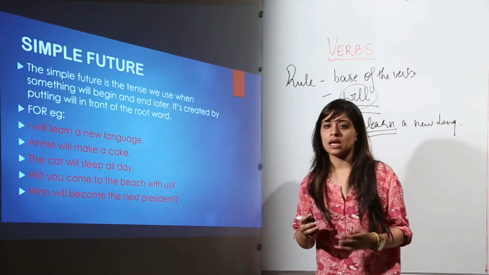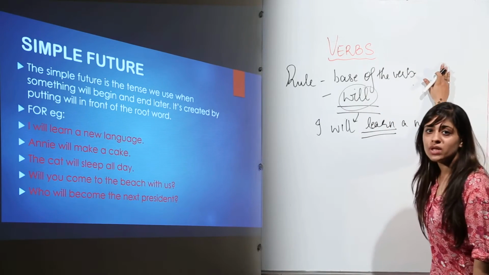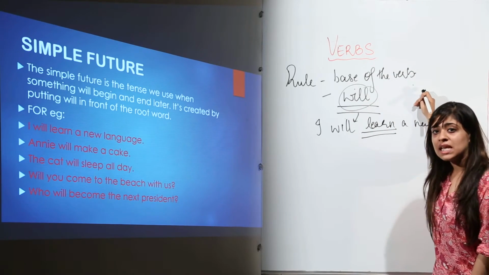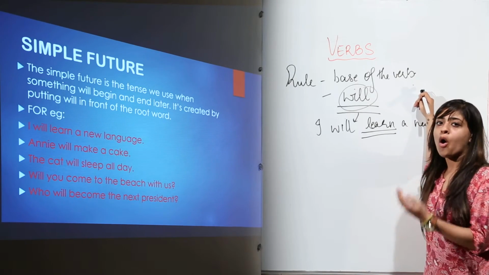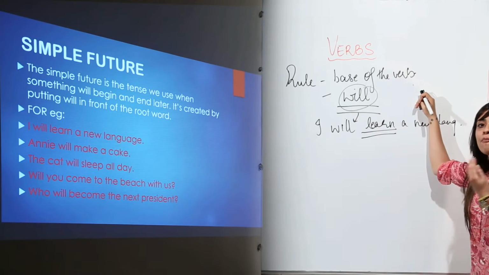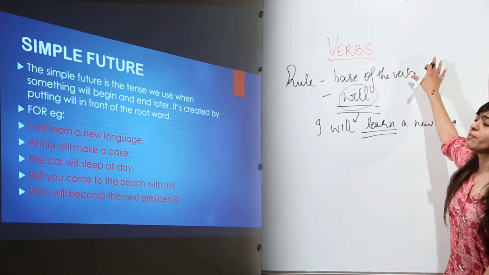Now in all the simple tenses, we've learned that we generally use the base form of the verb, either adding es or s in the simple present tense, or adding d or ed in simple past tense. And in simple future, we just add the word will to the base form of the verb.